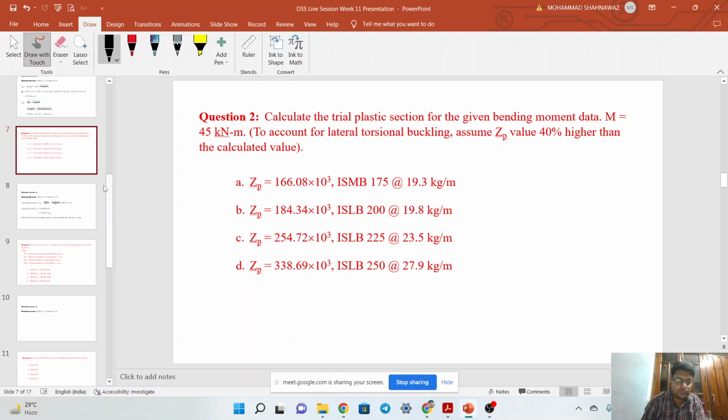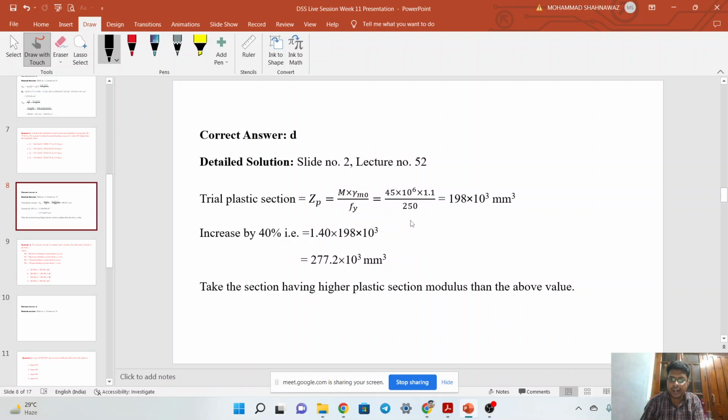Sir, can you show the solution? Yes, see here, you have to calculate the trial plastic section. For the trial plastic section, we take moment into gamma m naught upon fy. The moment value is given in the question as 1.1, and fy is 250. So we are getting a value of 198 into 10 to the power 3 mm cube. Now we have to increase it by 40%.